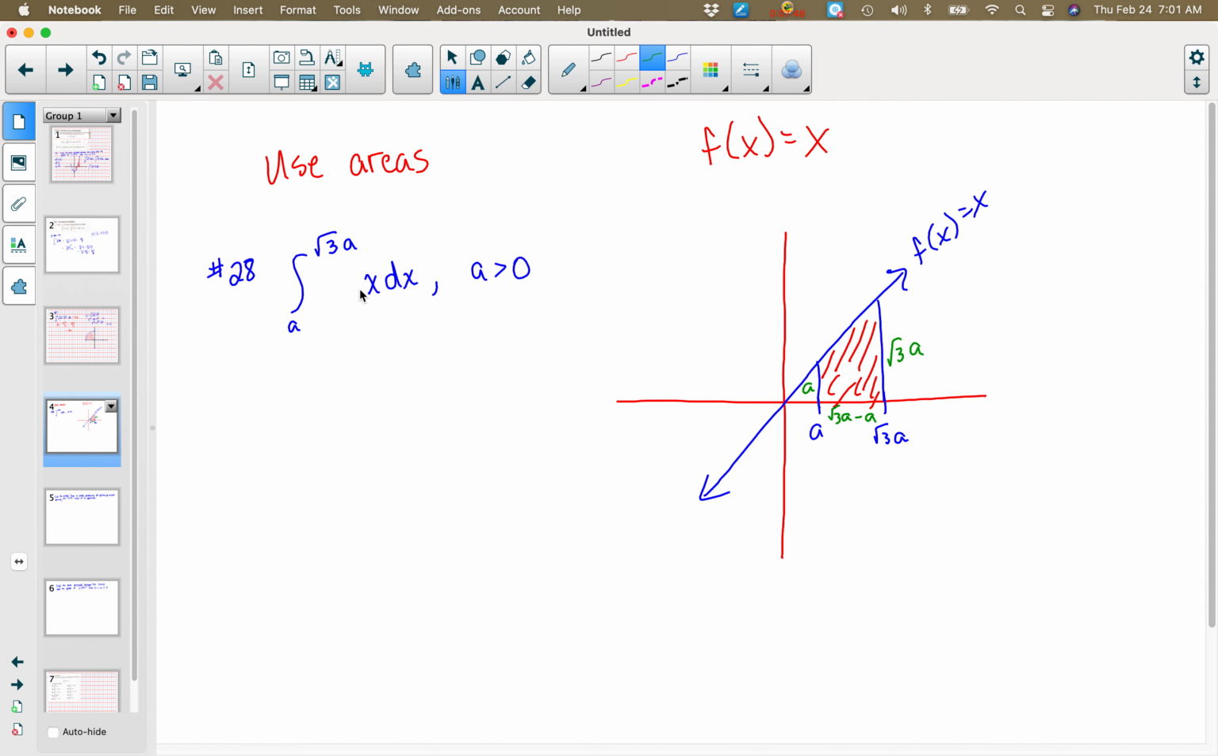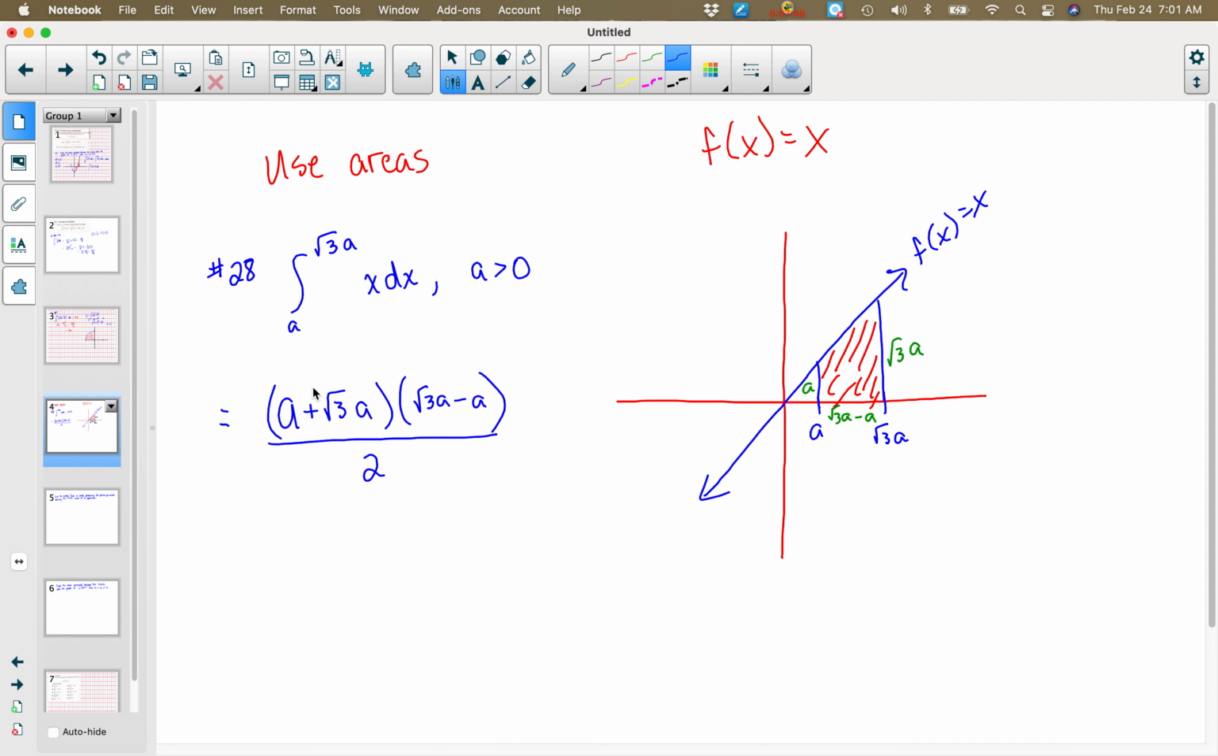So to get the area, because it's above the x-axis entirely, I know that the area is going to be the same answer as my integral. So I'm going to add the 2 bases, so I get a plus the square root of 3 times a. I'm going to multiply that times the height, which is the square root of 3 times a, minus a, and then divide by 2.